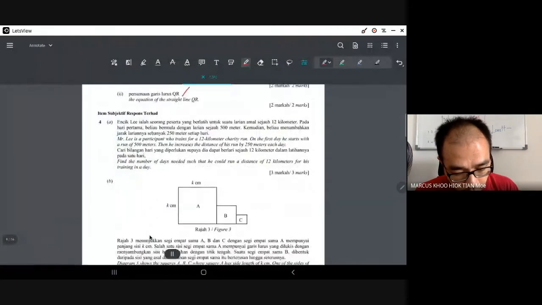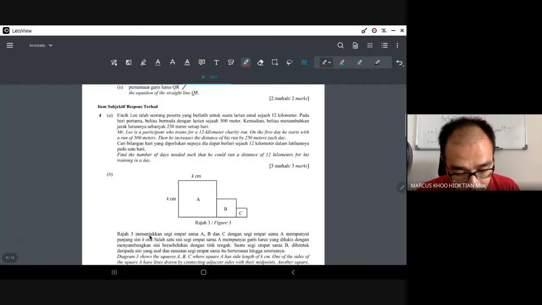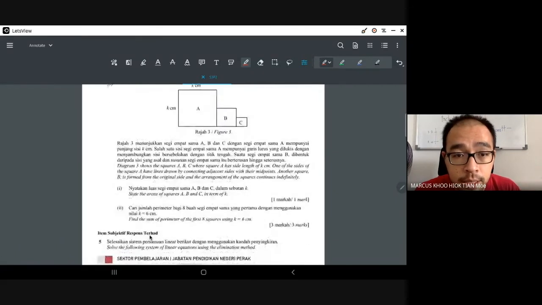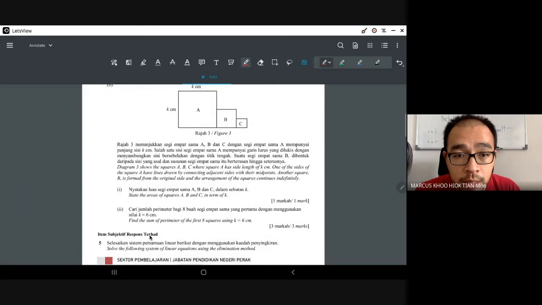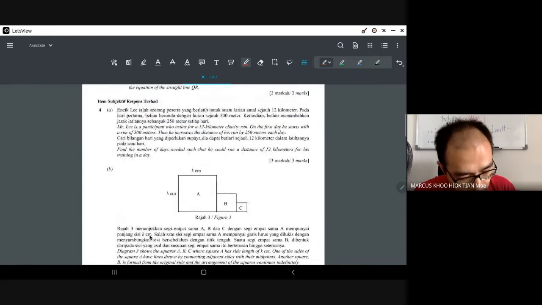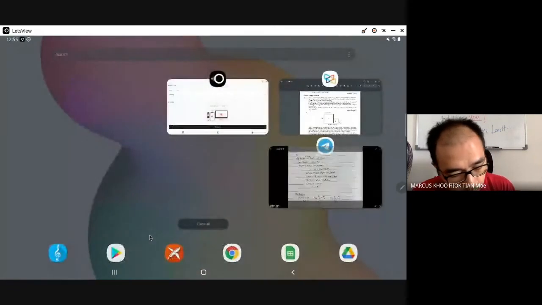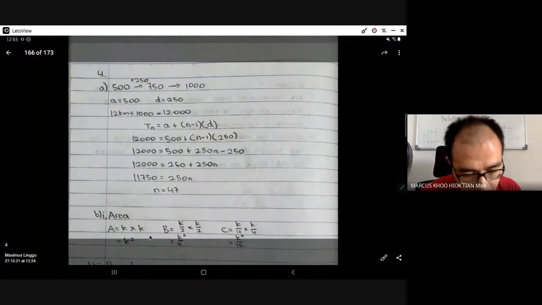Question number 4. Mr. Lee is a participant who runs a 12-kilometer charity run. So this is a progressions question. This is a progressions question in question number 4. All right, go ahead.